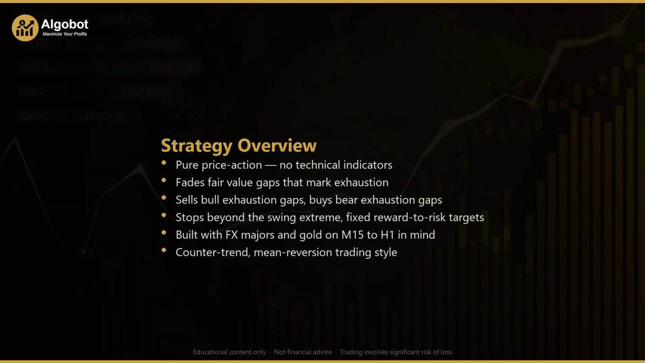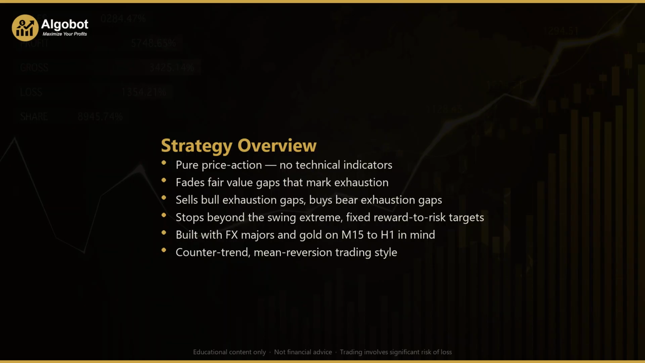Let's start with the big picture. Exhaustion gap reversal is a counter-trend system that trades one very specific price action pattern, the fair value gap. A fair value gap is a three-candle imbalance. When one candle in the middle moves so quickly that its neighbors don't overlap, it leaves a small void on the chart, a zone that price effectively skipped over. Many gap strategies treat that void as support or resistance and trade in the direction of the move. This strategy does the opposite.